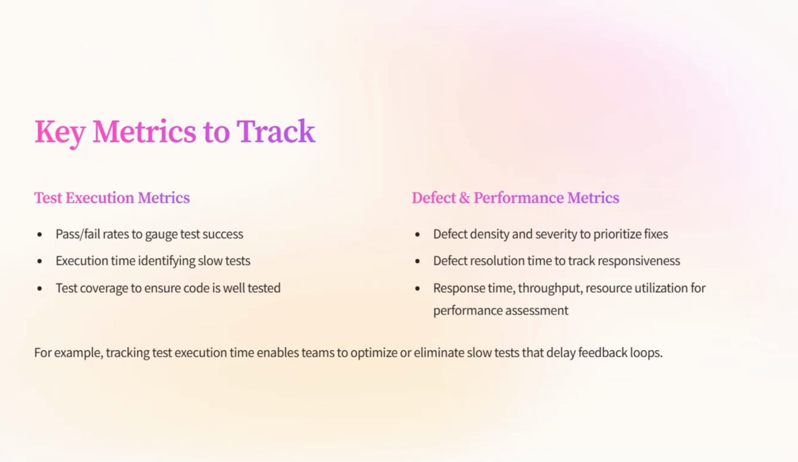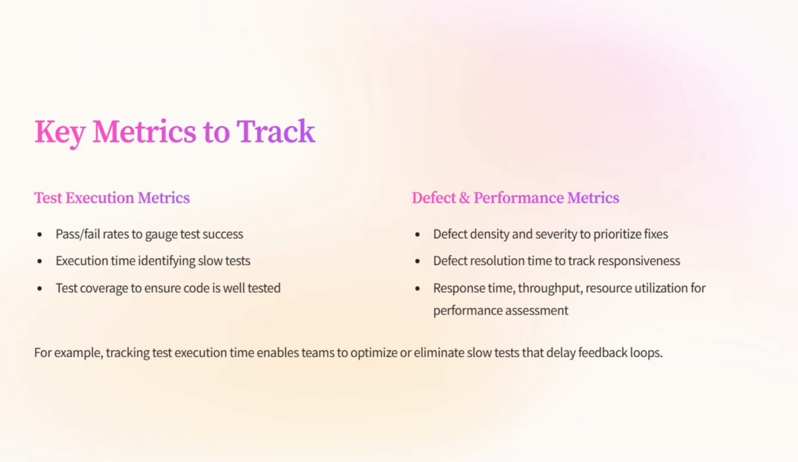Now, how can we create key metrics for tracking the data? The first key metric is the test execution metric. Here we can track the pass and fail rates of test case success. Another is execution time. We can track the execution time, and also the test coverage for the proper module code. So this comes under the test execution metric.